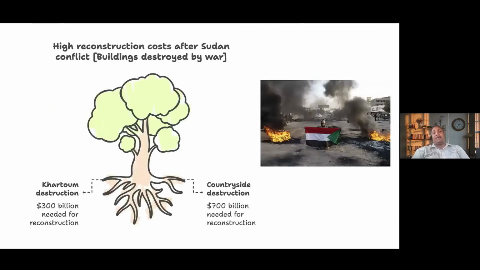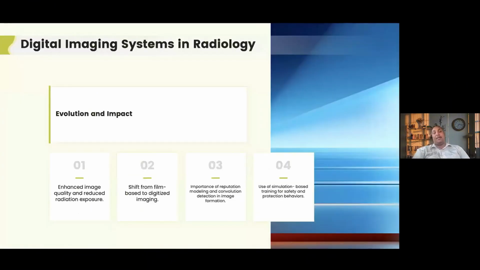So if we need to reconstruct Sudan again, we need millions or billions of dollars. This is one of the estimated studies they talk about. For example, to repair the destruction that happened in Khartoum, we need more than $300 billion, and $700 billion for the rest of Sudan. This is a lot of money, so we need to plan carefully about the training, about the services.